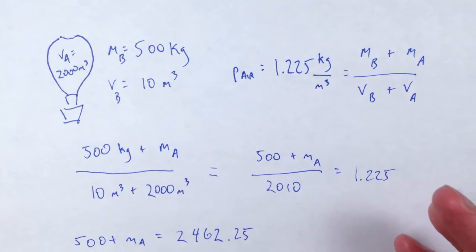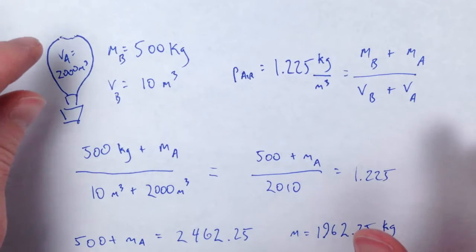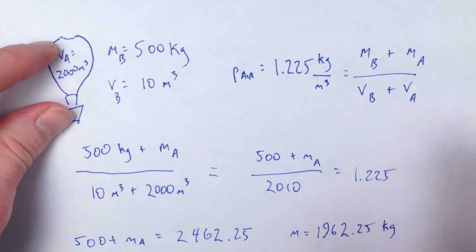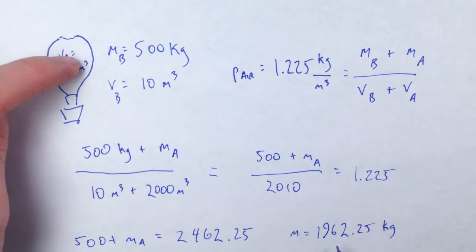Okay, we're almost there. To get this by itself, we need to subtract 500 from both sides. And so that means in order for this balloon to float, to be weightless, it's going to need to have a maximum mass of 1,962.25 kilograms of air on the inside. Just so we are clear, in order for this balloon to be as light as the air, there can only be 1,962.25 kilograms of air in this 2,000 cubic meters.